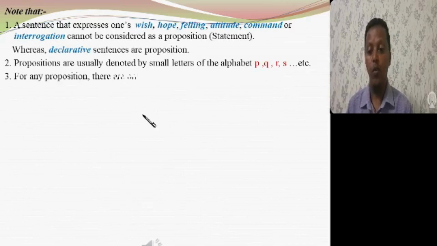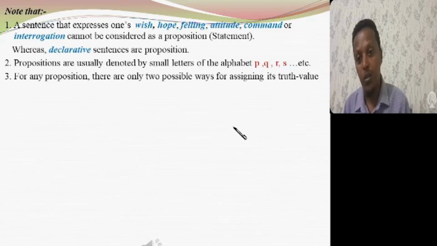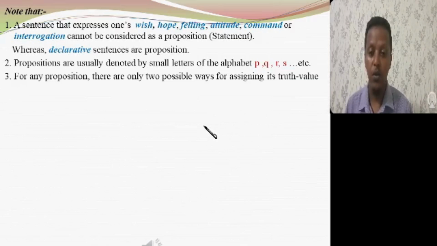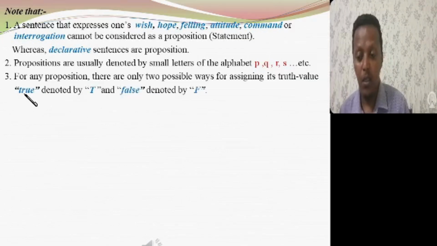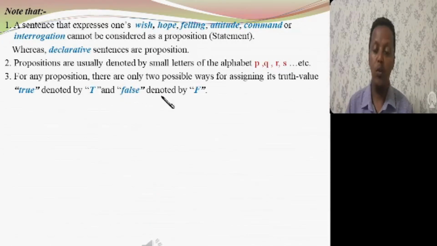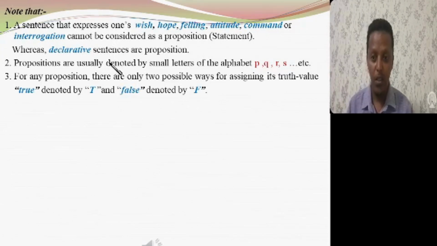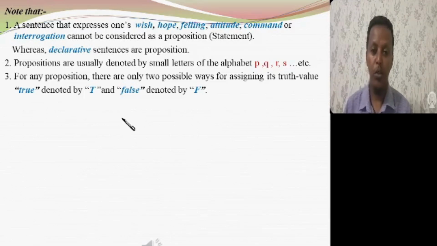And also for any proposition, there are only two possible ways of assigning its truth value. Because any proposition is either what? True or what? False. So you may assign truth value true, denoted by T, or truth value false, denoted by capital F. So these are the key points we need to remember.